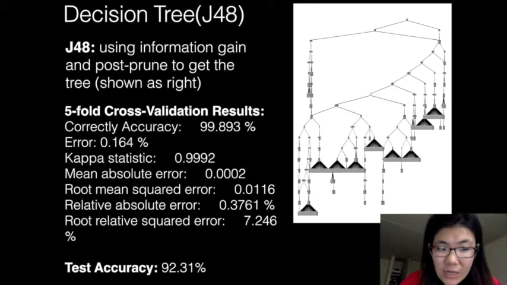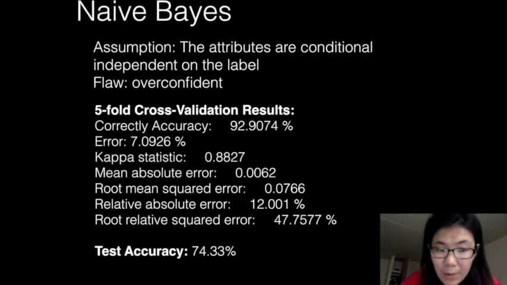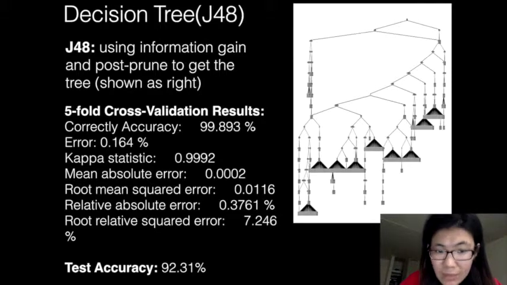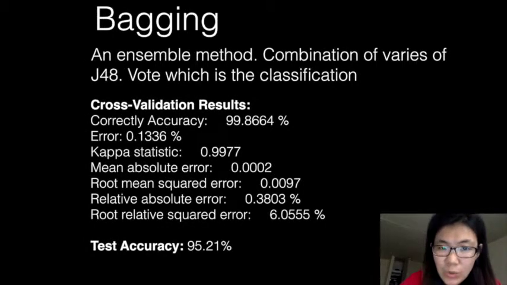Comparing naive Bayes with the decision tree, in the training process the correct accuracy increased from 92% to 99%, and the kappa statistic from 0.8827 to 0.9992. This is a significant improvement, so the decision tree greatly outperformed naive Bayes. From this hint, I will further use the decision tree, specifically J48, to build the next model.